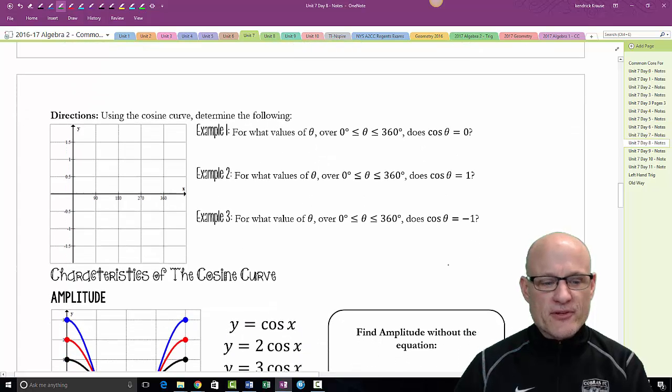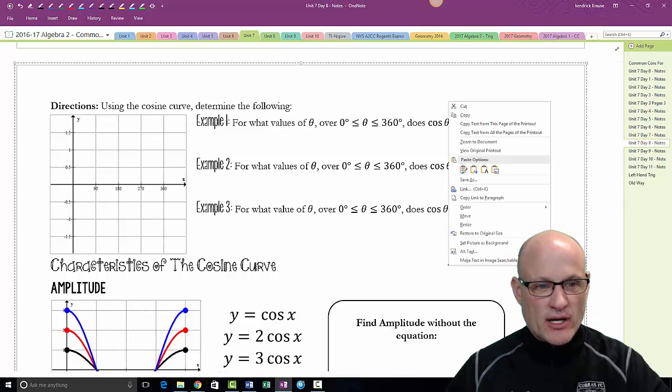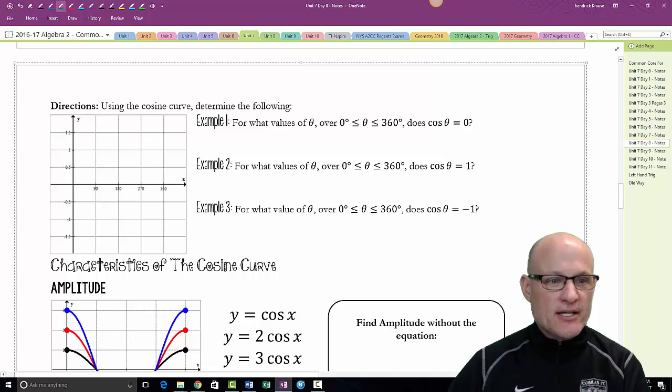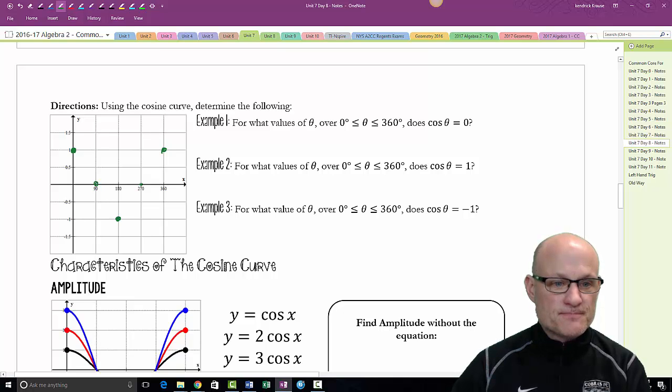So let's graph this thing one more quick time. I'm just trying to get you some practice graphing it. It starts at a max, it ends at a max, and it's got a min in between. And in between those, we got zeros.